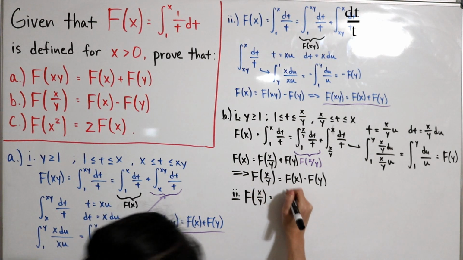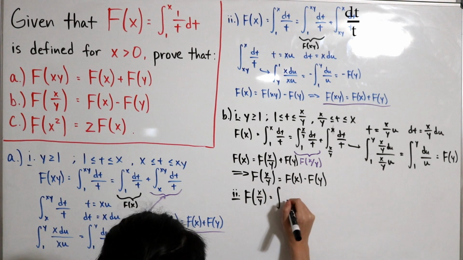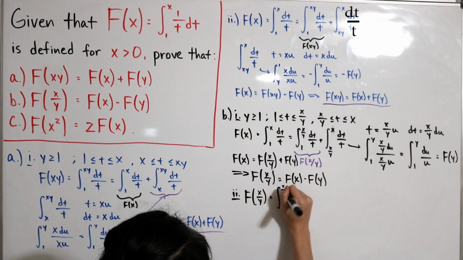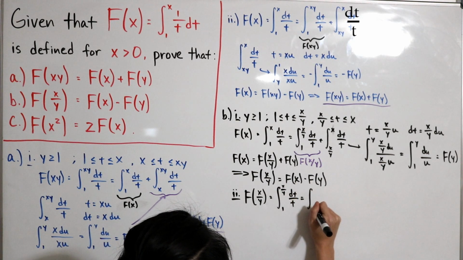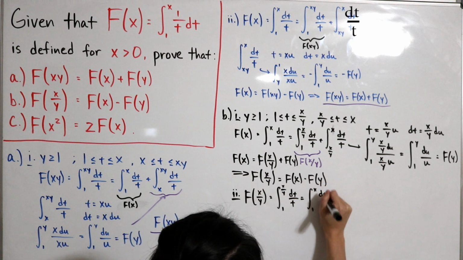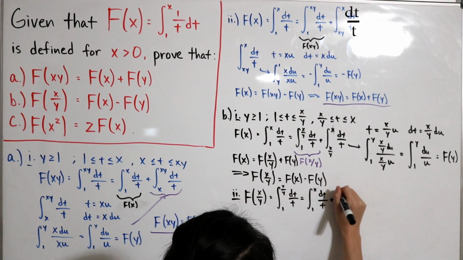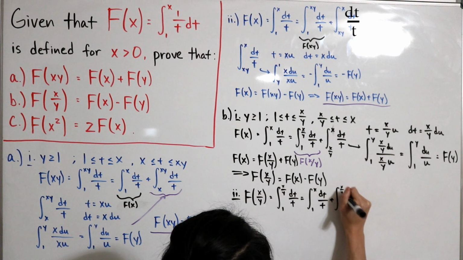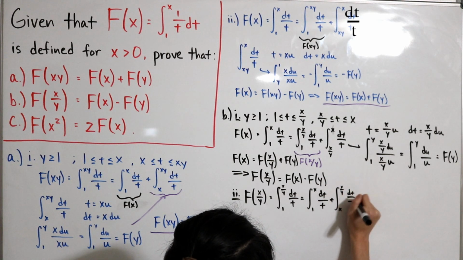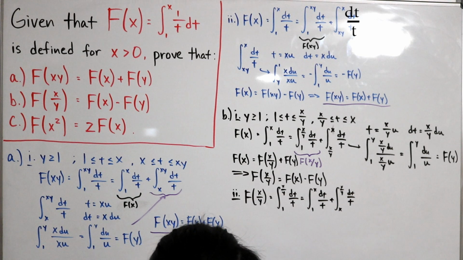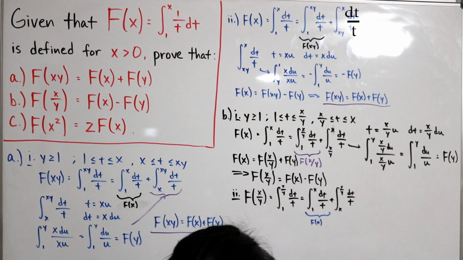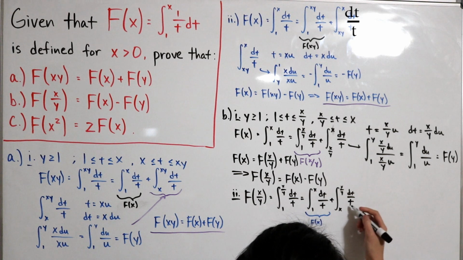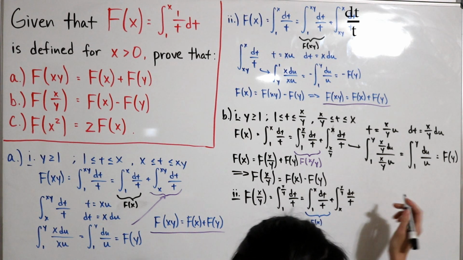which is then equal to the integral from 1 to x over y of dt over t. Then we'll split this as the integral from 1 to x of dt over t, added with the integral from x to x over y of dt over t. Then we know that this piece here is just capital F of x. Now we just continue further, then we just have to evaluate this integral over here, but again, we just have to do the substitution.